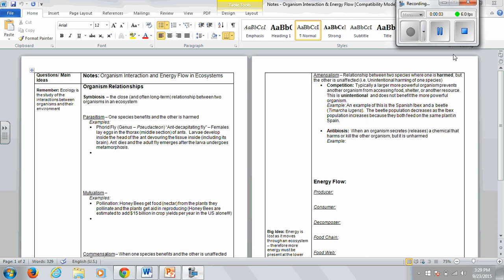Students, this is your presentation on the organism interaction, energy flow, and ecosystem notes. Here's the format that you're going to be using. This is considered Cornell notes, where you put a question or the main idea on the left-hand side, and in the right-hand side, you develop all the answers to your questions or main ideas.